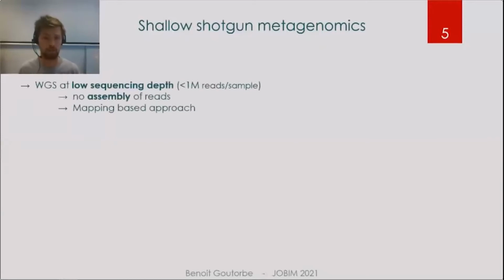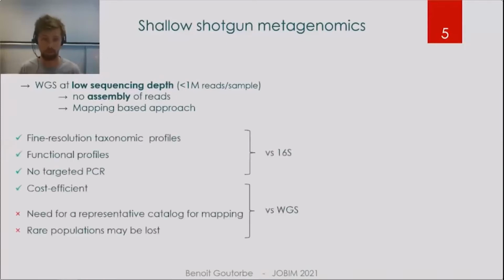It's just like shotgun sequencing but at very low sequencing depths. Typically less than 1 million reads per sample are needed, while in deep shotgun sequencing we will require 20 to 40 million reads per sample to study a human gut. As a consequence, we cannot perform any assembly of the reads and we have to use a mapping-based approach.